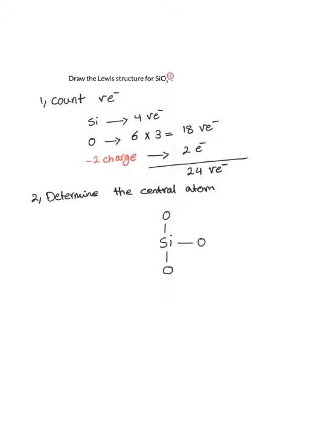Each bond accounts for 2 electrons. We have 3 bonds here, so overall 6 electrons for making those bonds. So overall we have 24 valence electrons. We use 6 electrons to make bonds, and the remaining electrons will be 18 electrons.